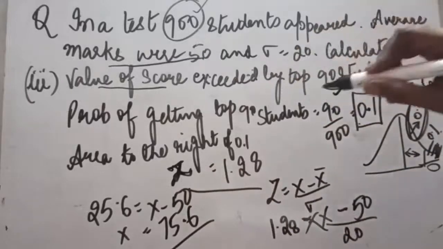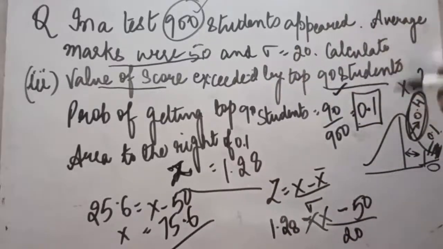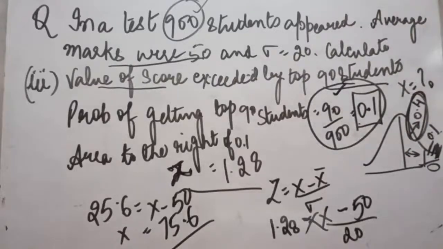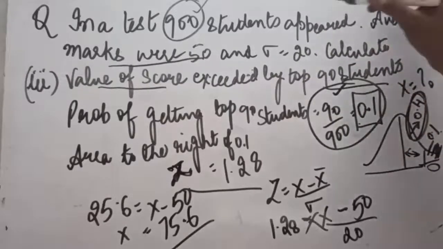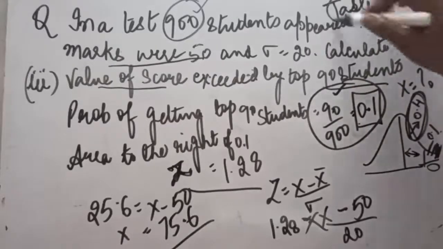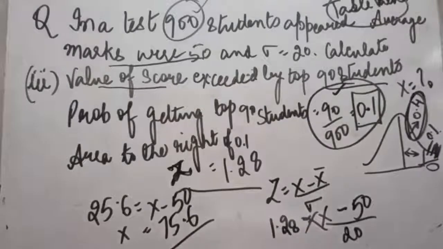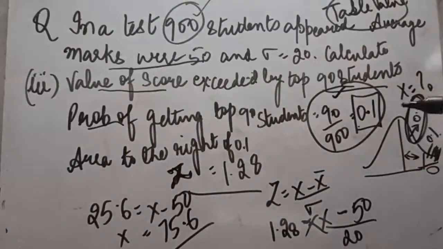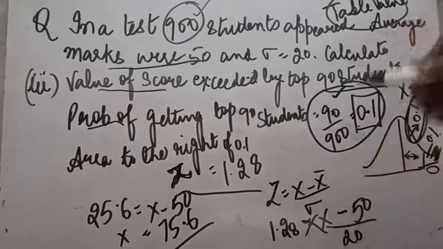So this is how you have to solve the question whenever probability or percentage is given. Probability or percentage always means the table value. Whenever in any question you are given any percentage or any probability, that will always be the table value. So the table value will be located from inside the table, and then we will see which values are showing the table value, and the reverse question will be solved.